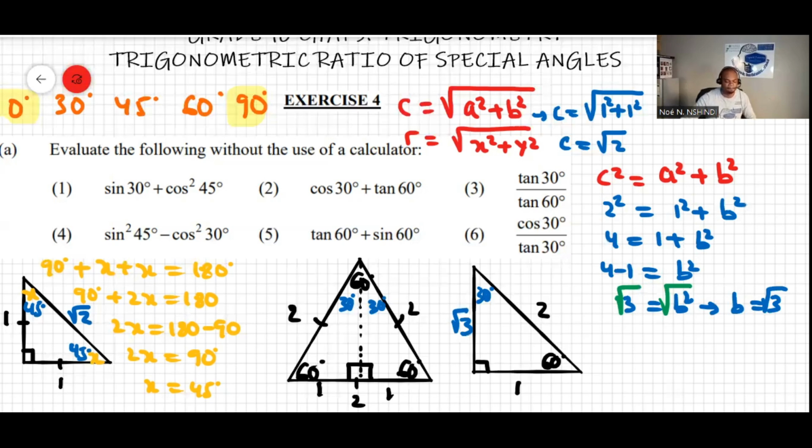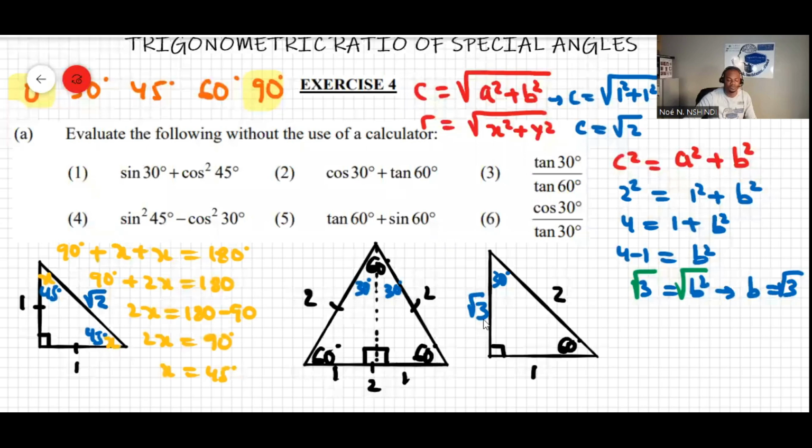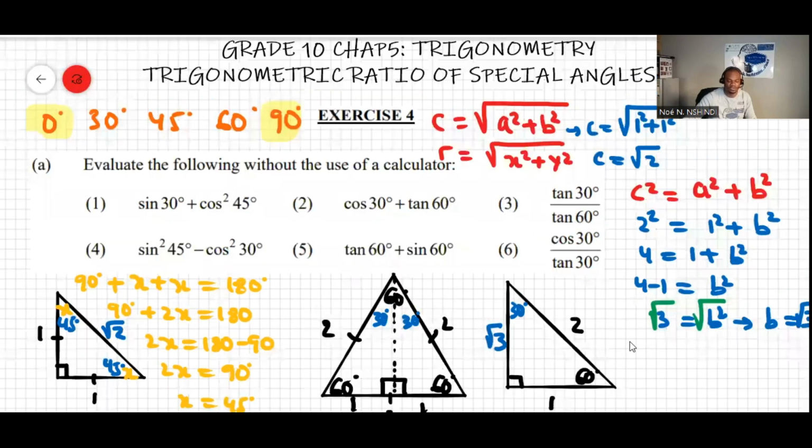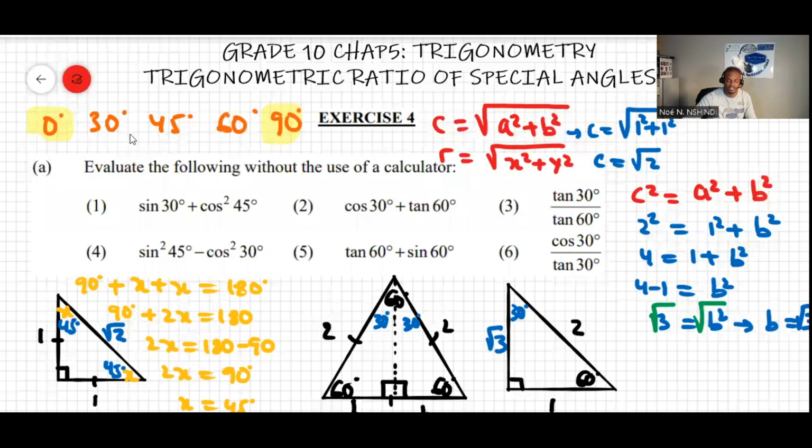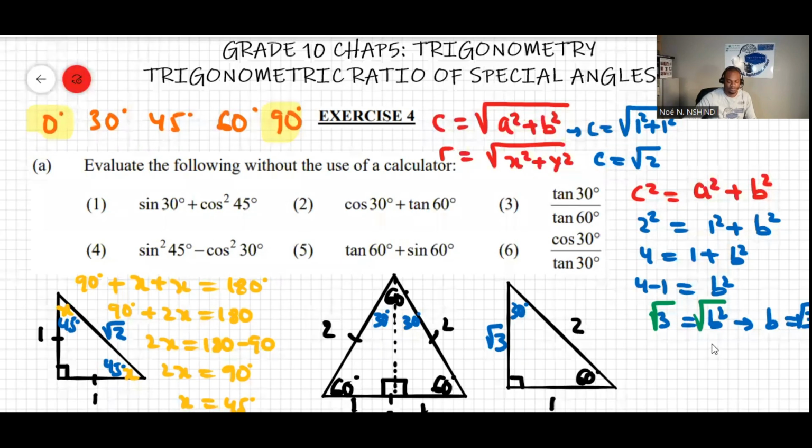Then we have all the missing sides of the triangle that has special angles. Remember, we said the special angles are these. Most of the time, we mentioned the 30, 45, and 60 degrees. We cannot have 0 degrees within the triangle.